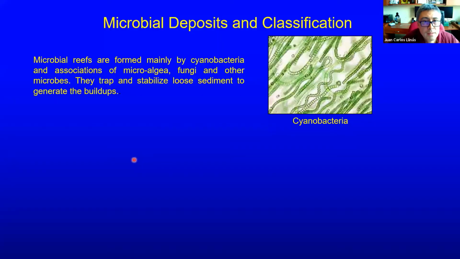What are these microbial deposits? Microbial reefs are formed mainly by cyanobacteria, as you can see here in this picture, in association with other microorganisms, including microalgae, fungi, and other microbes, including also forams. What these organisms do is that they stabilize loose sediment to generate these buildups by secreting most likely calcium carbonate.